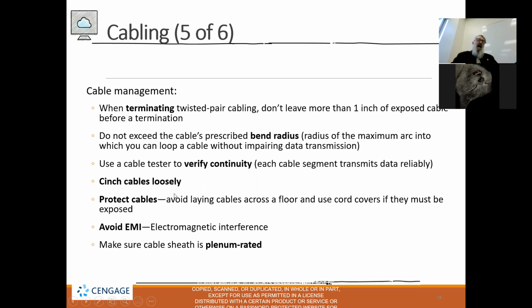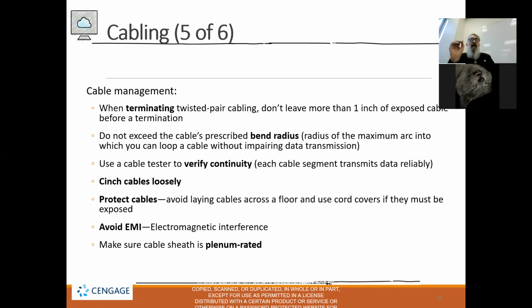If you're running new cables, before you leave, make sure you verify continuity. That means check that a signal goes from one end of the cable to the other. Cinch cables loosely. If you're using cable ties to bind the cables together, don't bind them so tight that you see it crimping the plastic surrounds. That'll typically give you problems. Protect cables. Don't leave them lying around on the ground. People walk on them. That's going to give you problems.